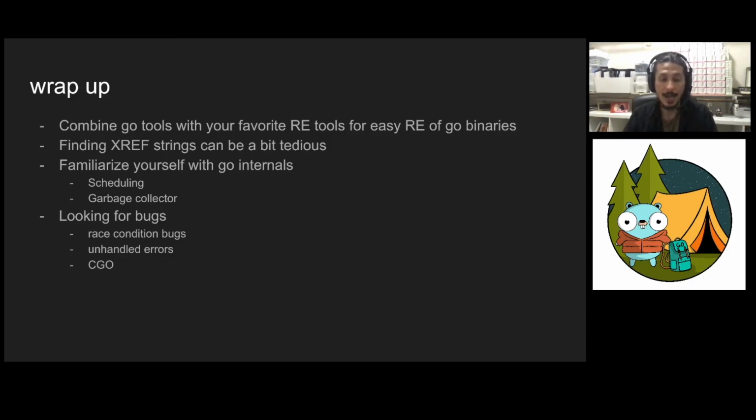So understand how the Go scheduler works, understand how the Go garbage collector works, and if you're interested in looking for bugs in Go, a big area for this for all security researchers is race condition bugs and unhandled errors. We always get a little bit excited when we see CGO functions in Go code because, again, the chances that there is a vulnerability in the binary increase when somebody is using CGO functions.